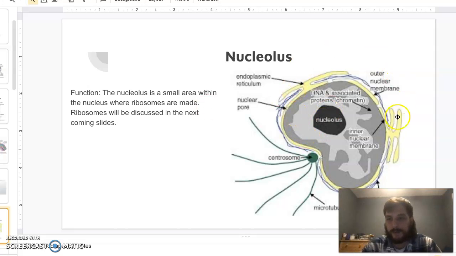As you can see, this right here is a nucleus. This whole entire thing is a nucleus, and then the nucleolus is within the nucleus. And then remember, the nucleolus is where ribosomes are made.